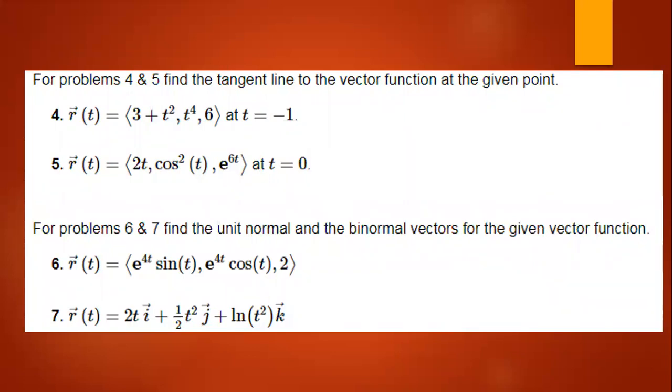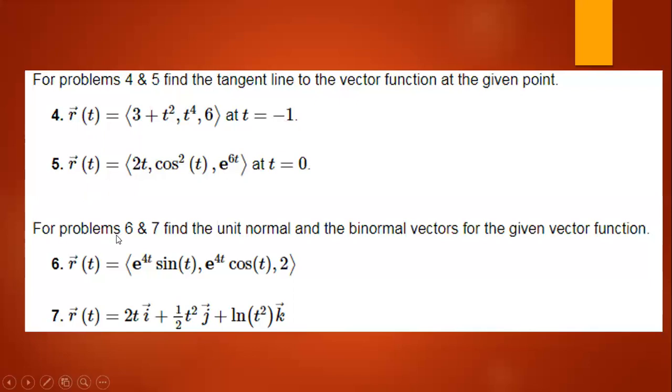Find the tangent line to the vector function at the given point. r of t is equal to this term at t equals -1, meaning there is a limiting case at t equals -1. And r of t is equal to this one. Although here it is written that you just find a tangent line, in a paper anything can be asked of you. For example, for this question it may ask you to find the normal vector function, unit normal or binormal, or tangential component or normal component. The same applies to the questions here.